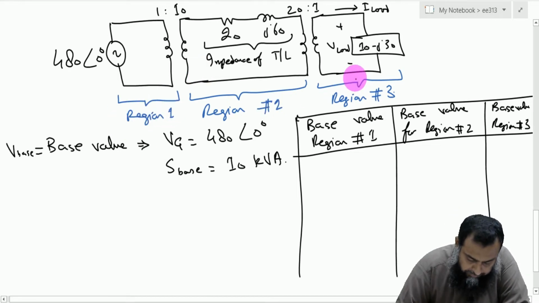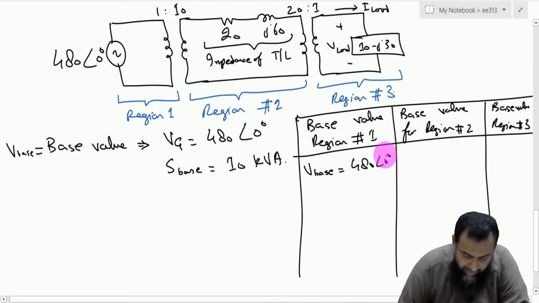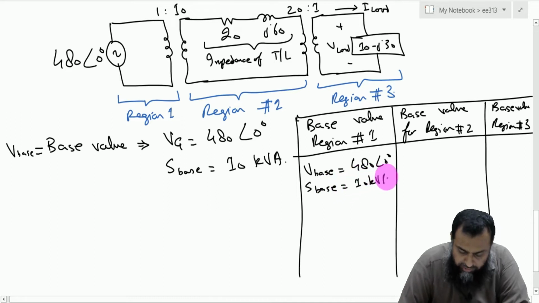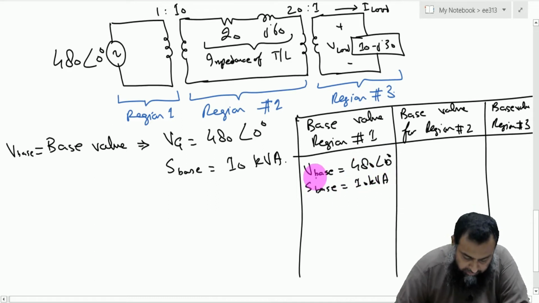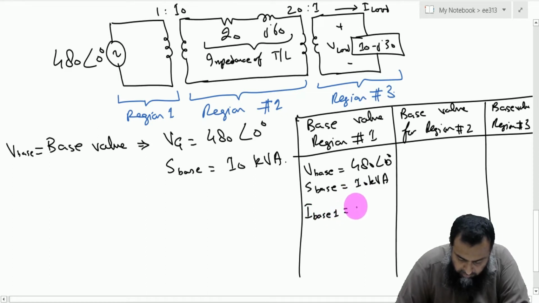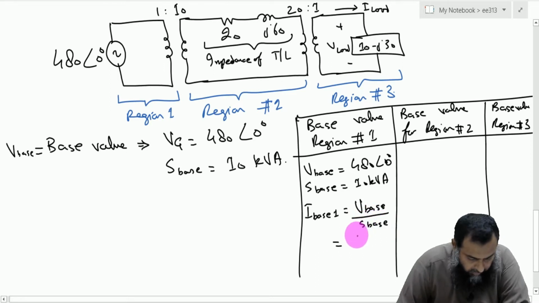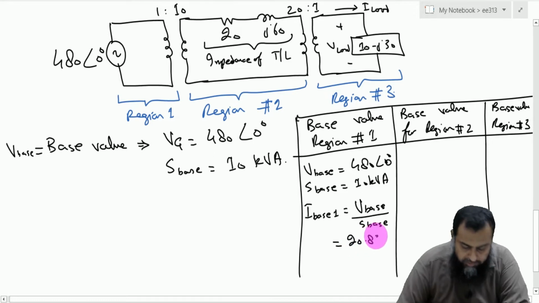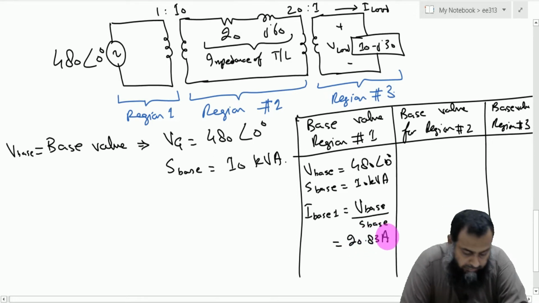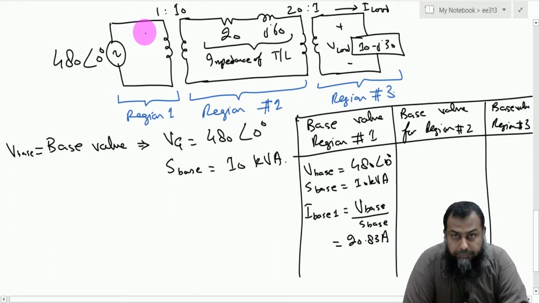So for region number 1, the base value V base is equal to 480 at an angle of 0 degrees, and hence we have S base equal to 10 kVA. So what else can we get through these two values? The first thing is we can find out I base 1. So I base 1 is equal to S base over V base, and hence that is equal to 20.83 ampere. This is the I base 1, or the base current for region number 1.